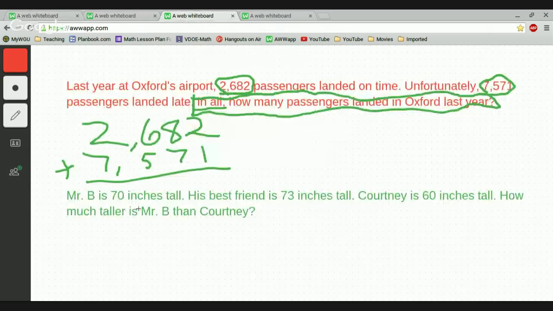Underline clue words. Okay, I'm seeing taller. I know that's a subtraction word because it ends in ER. I'm going to say taller than. I'm actually going to underline that whole phrase because that's all important.